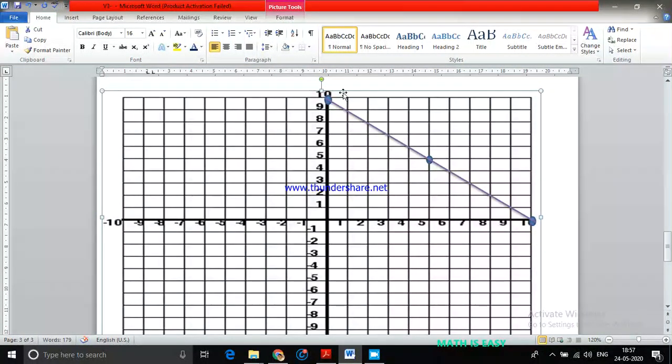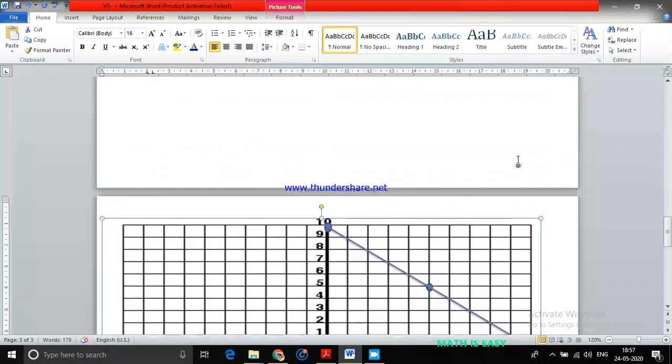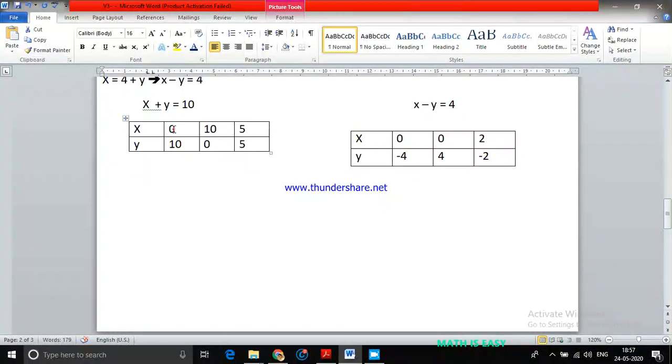If the line is not passing through all 3 points, then your answers are wrong. This table you got it wrong. You just have to cross check it.